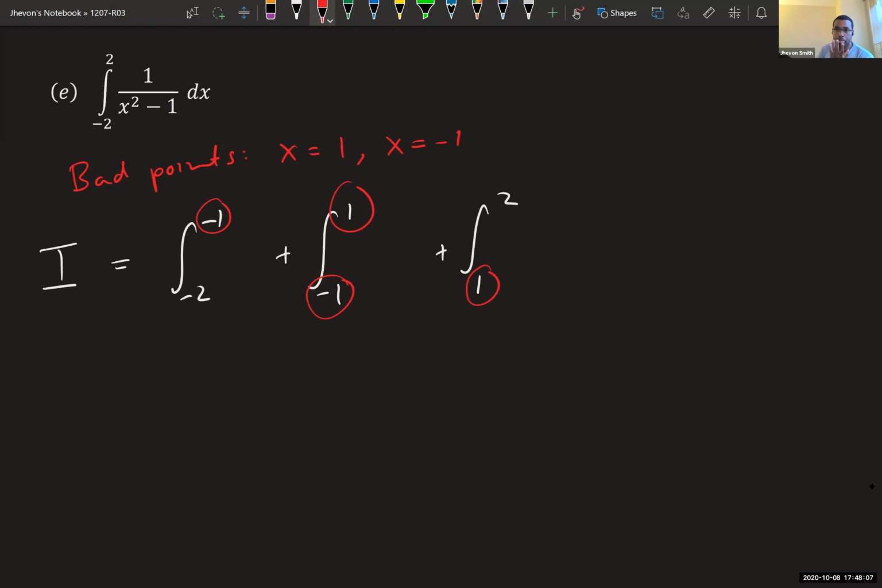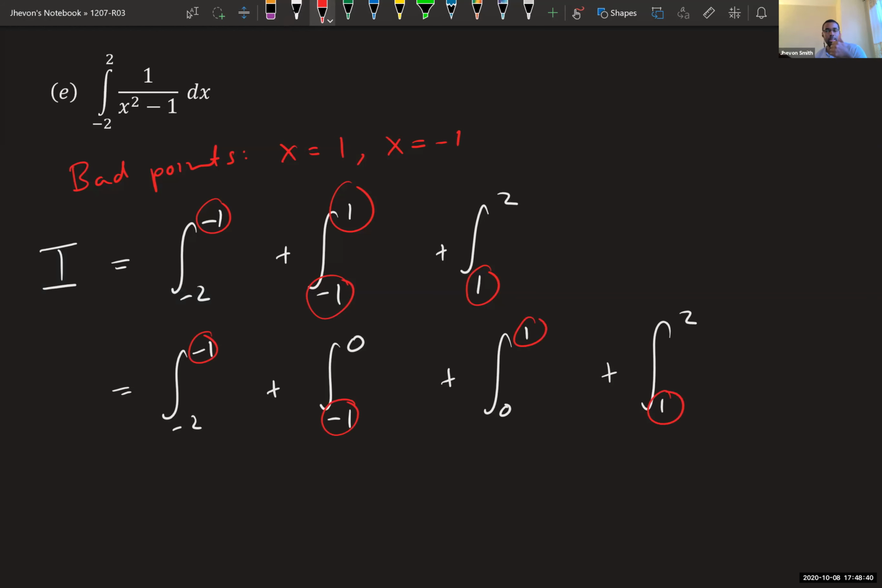You break that down even further. Again, you can pick any random number in between. So let's say we chose 0. So one bad point here, one bad point there, one bad point there, one bad point there. All right, we've broken it up. All the bad points are exposed, and there's only one bad point per integral. So we are good.